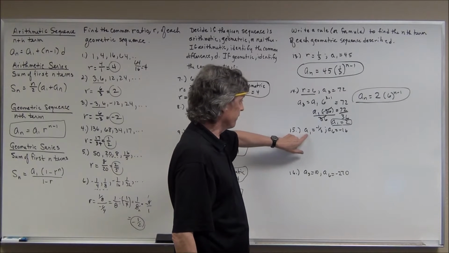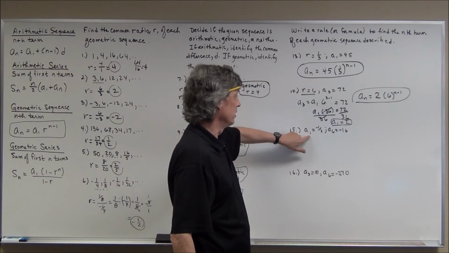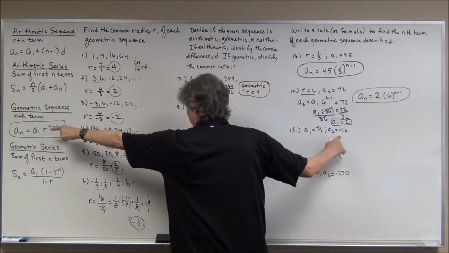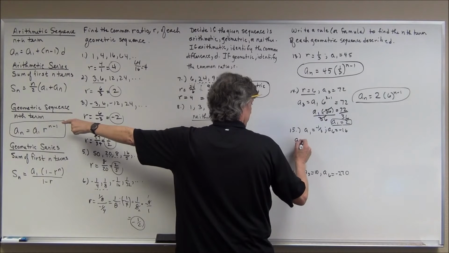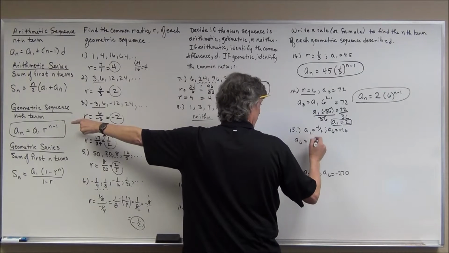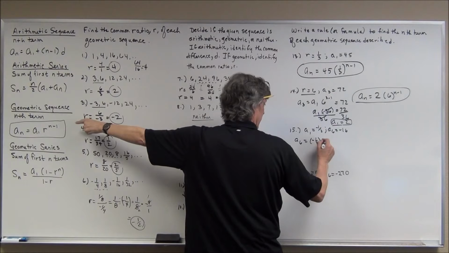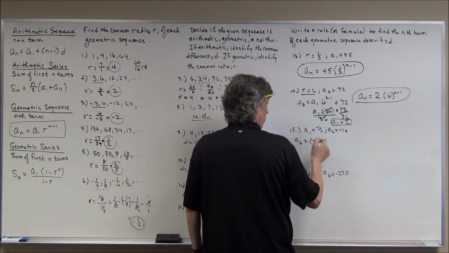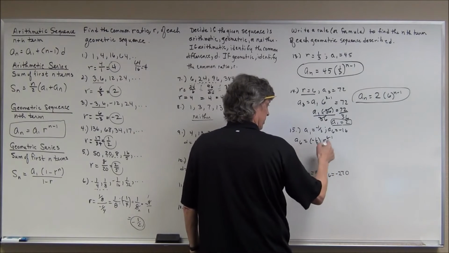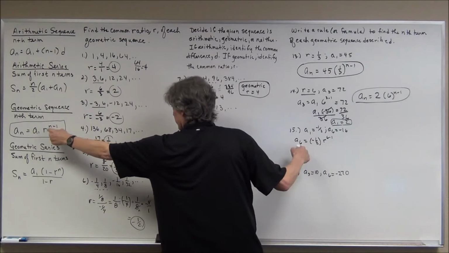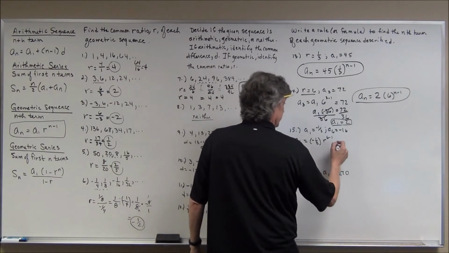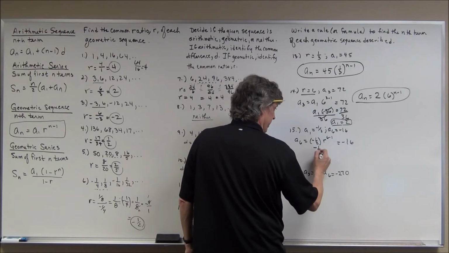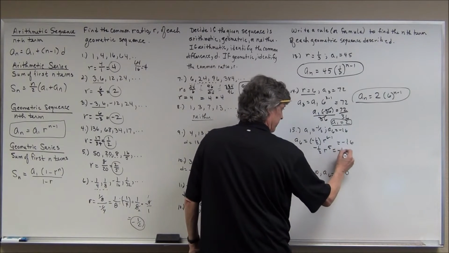Now what's kind of nice with 15 is at least they gave you a sub 1. And they also gave you a sub 6. So I'm going to start with a sub 6 and go right to there. A sub 6, which would be a sub 1, which is negative 1/2, times r, which we don't know, which we have to find, to the 6 minus 1 power, because that's our n here, is equal to negative 16. So this is negative 1/2 r to the 5th is equal to negative 16.